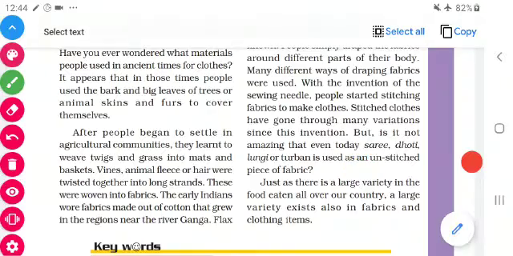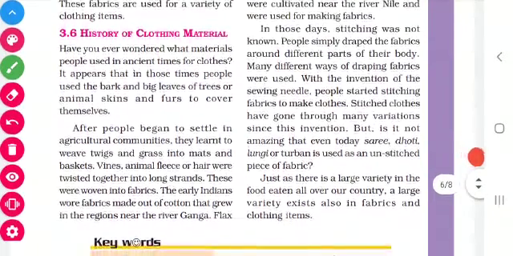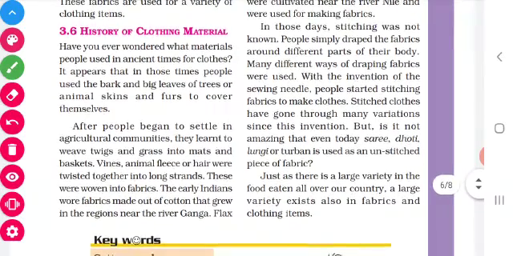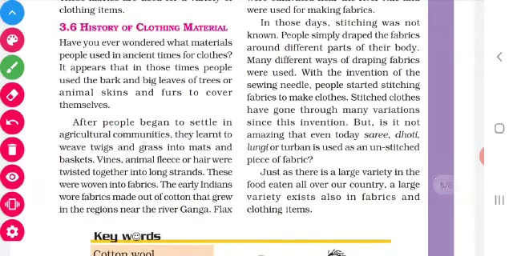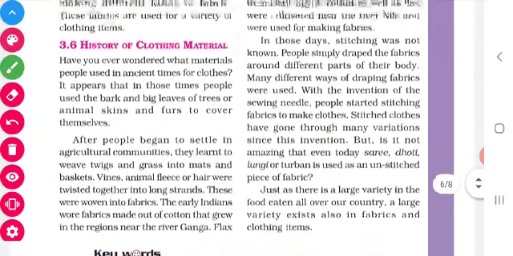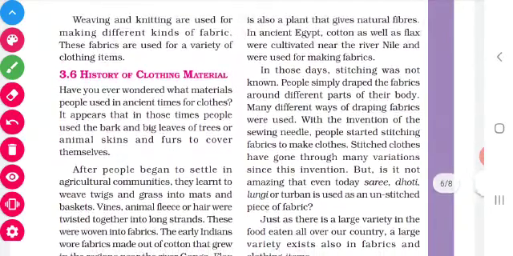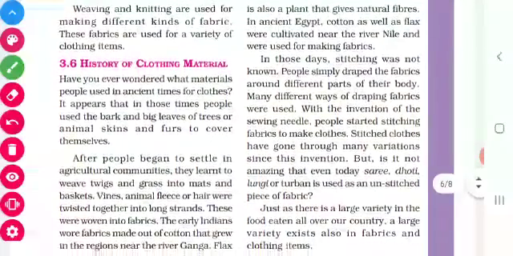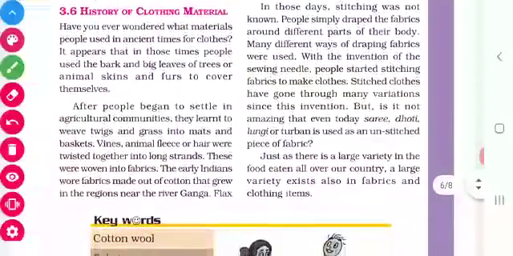The history of clothing material is given. In olden days, people did not have any clothing. They wore bark and big leaves of the trees. Then they used to wear animal fleece. Then they converted grass into mats. Later only they found out cotton, and with the help of modern inventions they have converted that into fabrics.